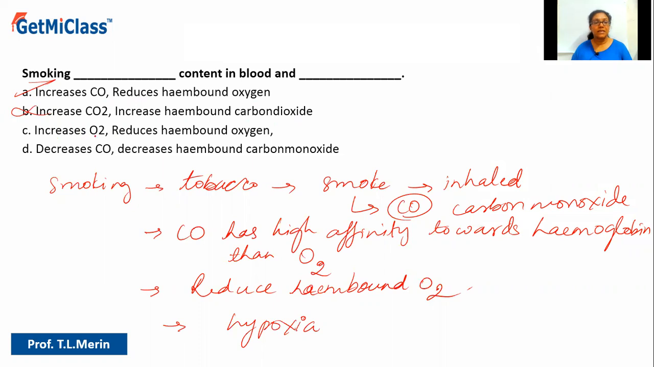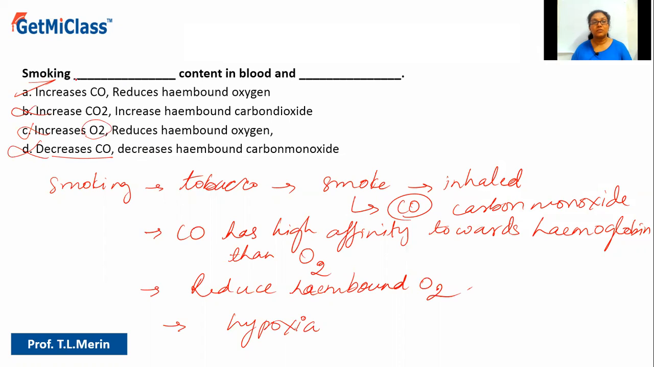Option C says increases oxygen. Of course, it will not happen at all because the smoke carries carbon monoxide in the highest concentration. But here they are saying it increases the oxygen level, which is totally incorrect. So we can rule it out here itself. Option D says decreases carbon monoxide and decreases heme-bound carbon monoxide. Absolutely wrong because it does not decrease. Instead, it increases carbon monoxide.